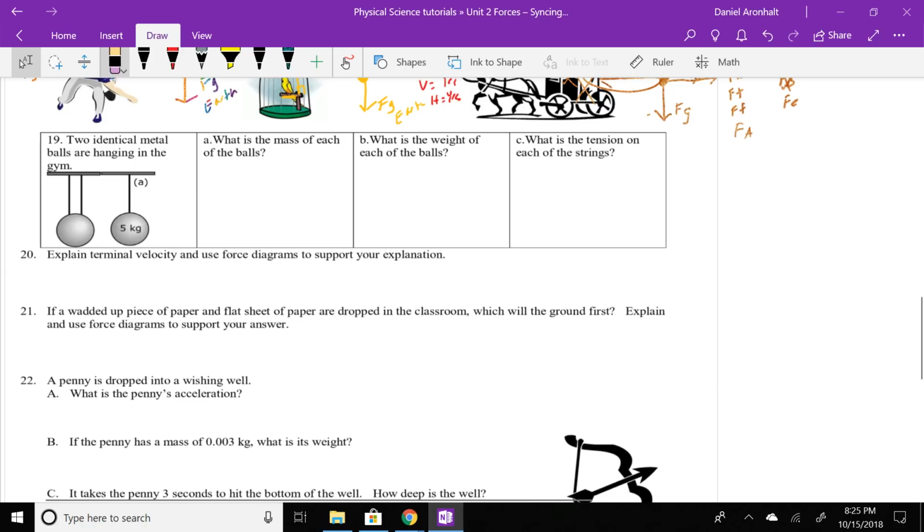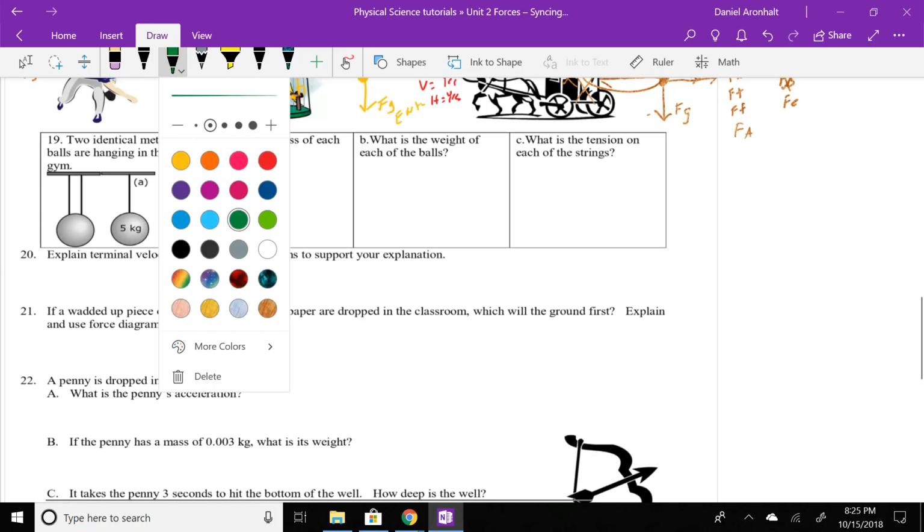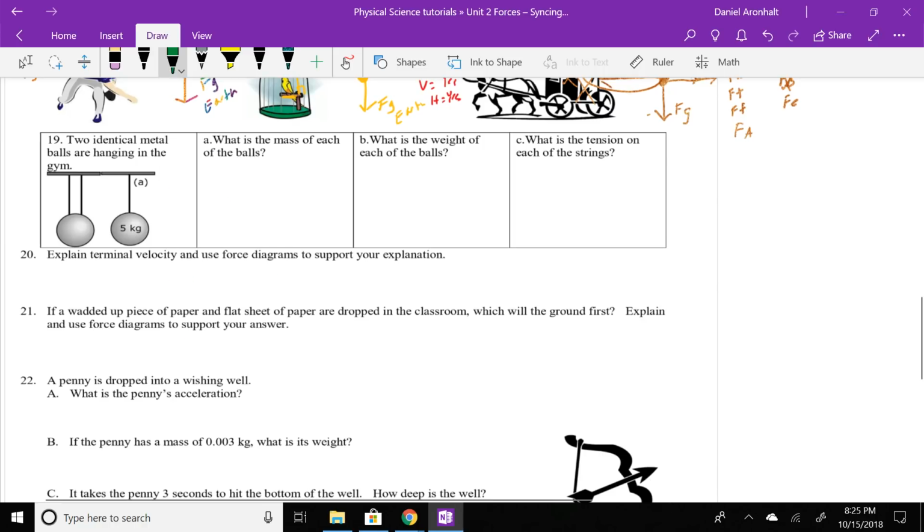Two identical metal balls are hanging in the gym. What is the mass of each of the balls? Well, they're identical, so their masses must be the same. If this one is 5 kilograms, this one also has to be 5 kilograms. So they're each 5 kilograms.